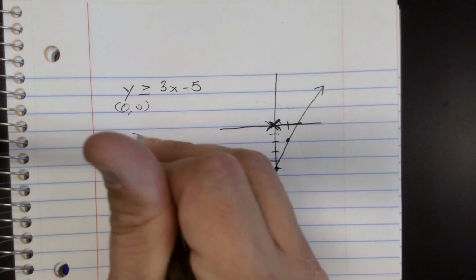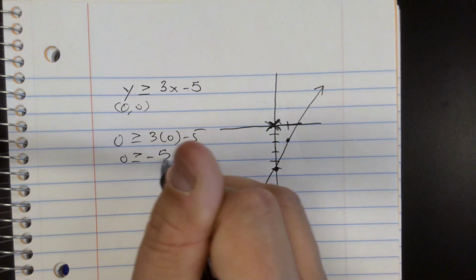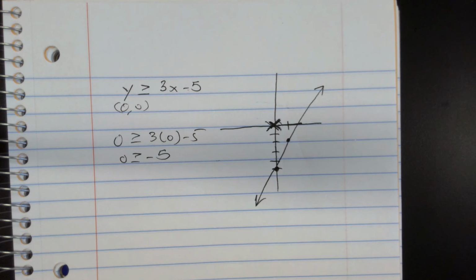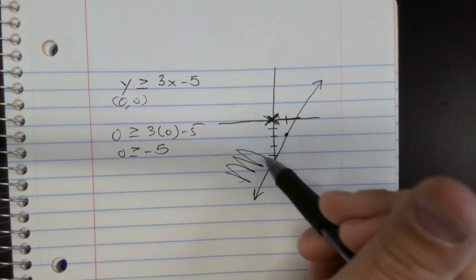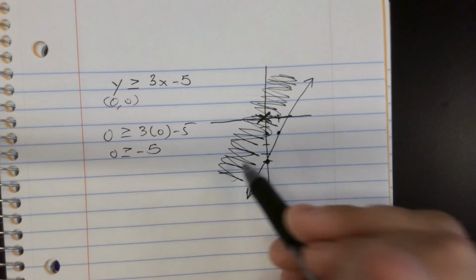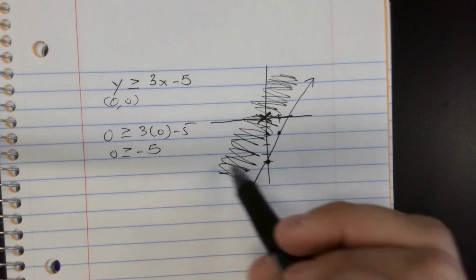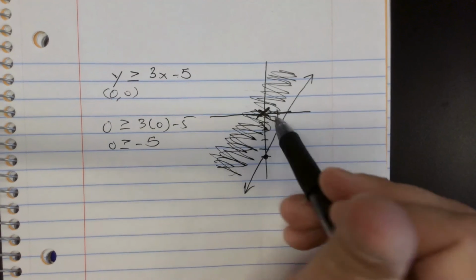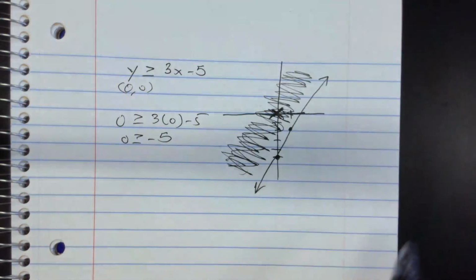So when we plug this thing in, we get 0 is greater than negative 5, right? Which is definitely true. 0 is bigger than negative 5. So we're going to shade the side of the line where the point is. If this thing was false, we would have shaded over here. But because it's true, we shade where the point is. Because it's an inequality and there's more than one answer, everything on this side of this line would be an answer.